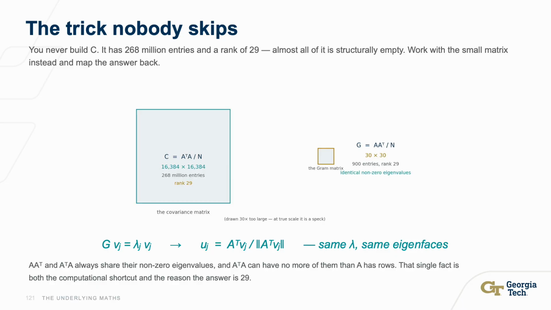The fact underneath is worth restating. A A transpose and A transpose A always share their non-zero eigenvalues, and A transpose A can have no more of them than A has rows. That single fact is both the computational shortcut and the reason the answer is 29.